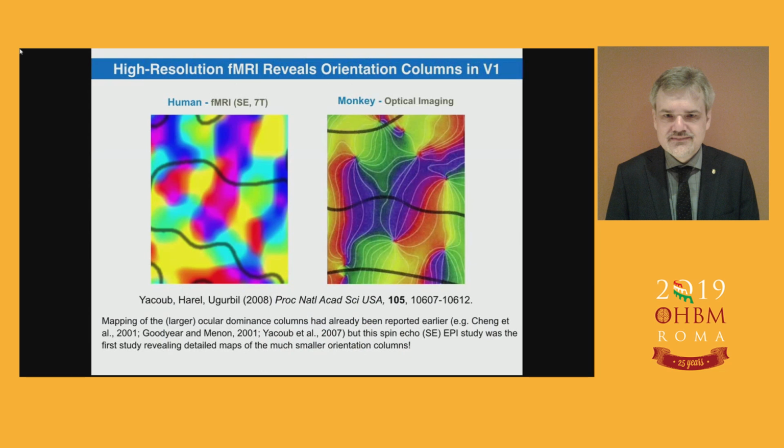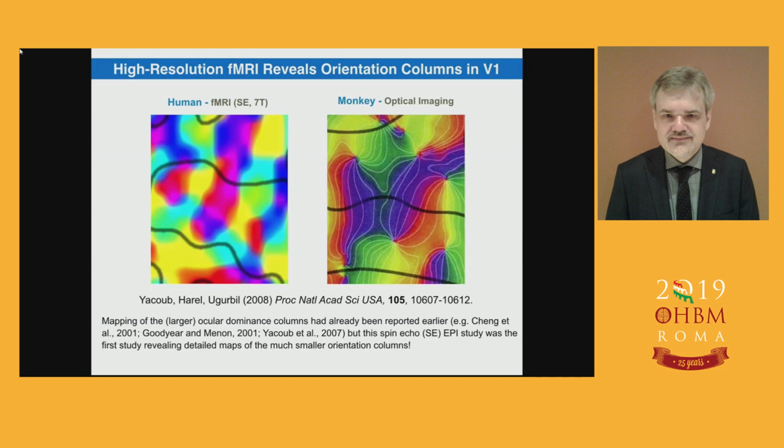For example, here is a pioneering study from Essa Yacoub and the group of Kamil Ugurbil, which showed that if you combine spin echo EPI, which you heard also this morning, and 7 Tesla, you can, with a single slice, I come to this in a moment, map in V1 in the human brain orientation columns and ocular dominance columns. So the black lines demarcate ocular dominance stripes, and the colors show you the orientation features mapped out similarly as you find with optical imaging in the monkey. So we could also say, if we are lucky, we get something like a non-invasive optical imaging technology, which even can penetrate in depth.